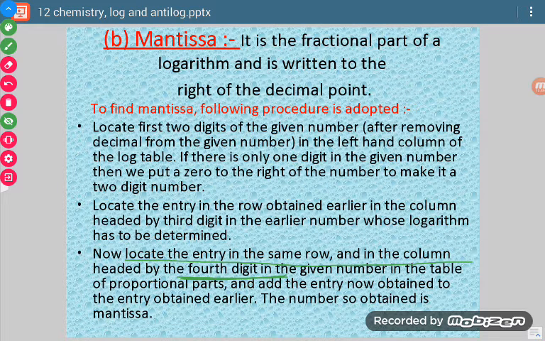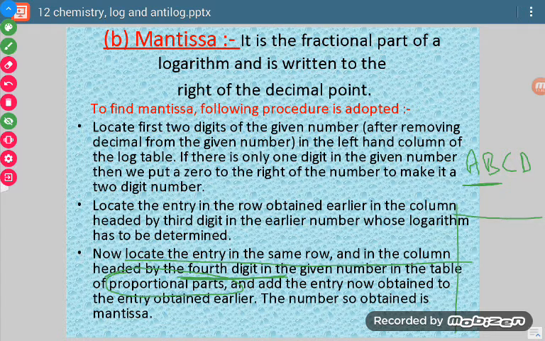Okay, where we will find it? It will be found in proportional parts. Proportional parts means mean differences. So now what we have done, we were having four digits. Suppose these were the four digits. Then what we have done, we have seen AB.